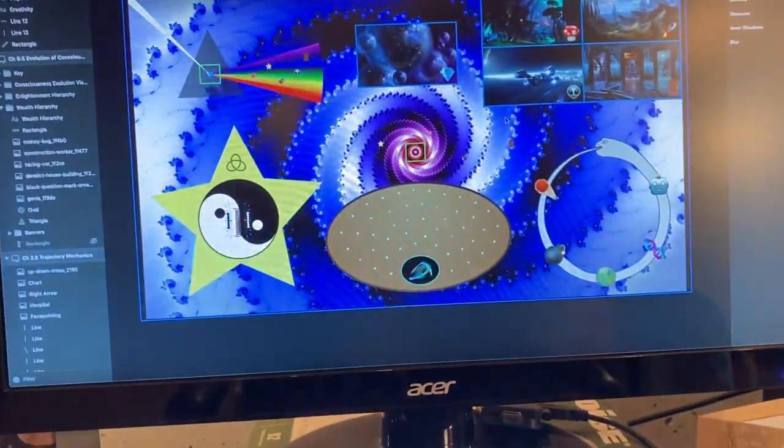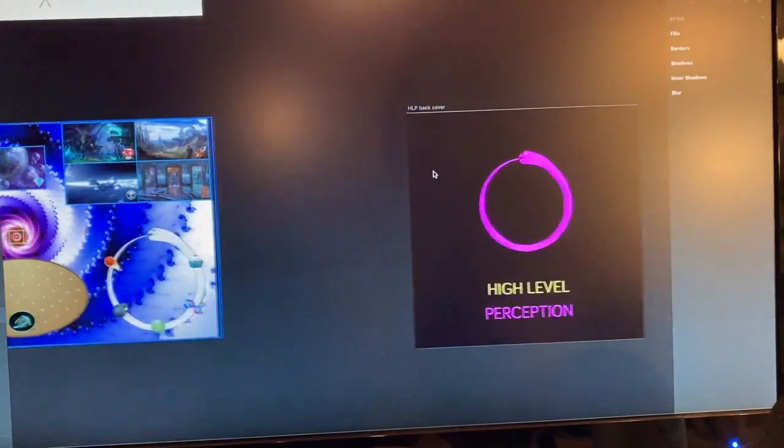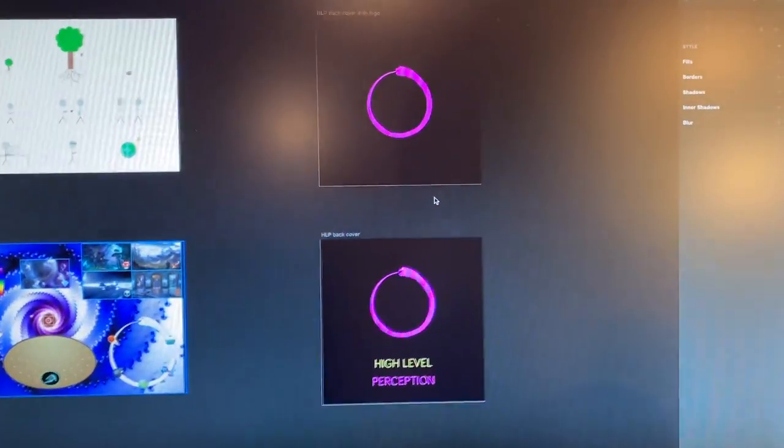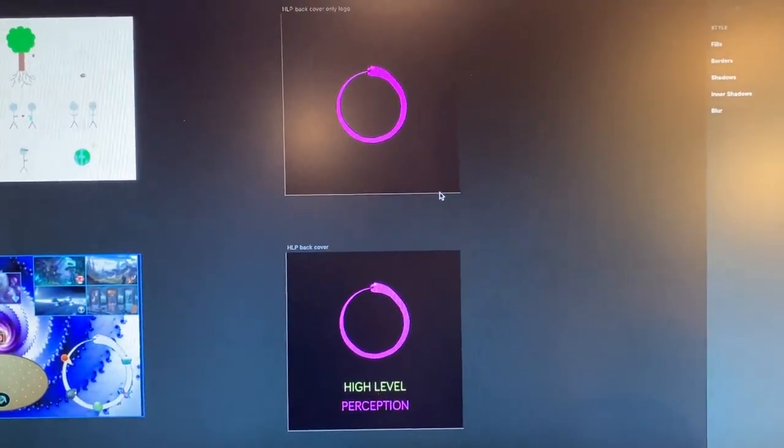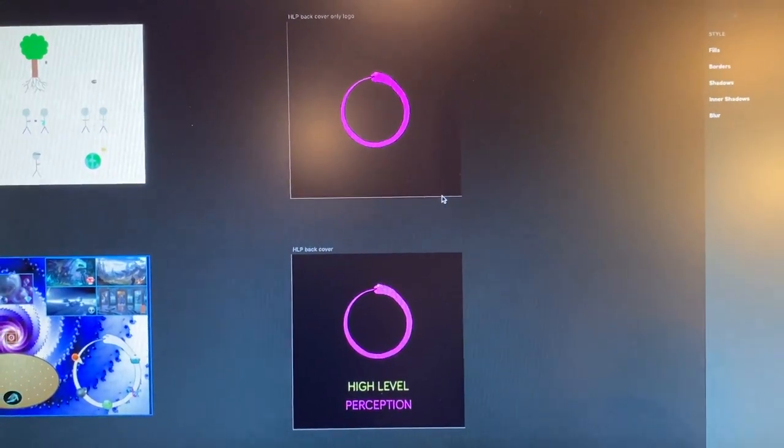So, yeah, this was a lot of fun. Of course, got to show you the closing graphic, too. Boom. And that's the back cover. Ouroboros.